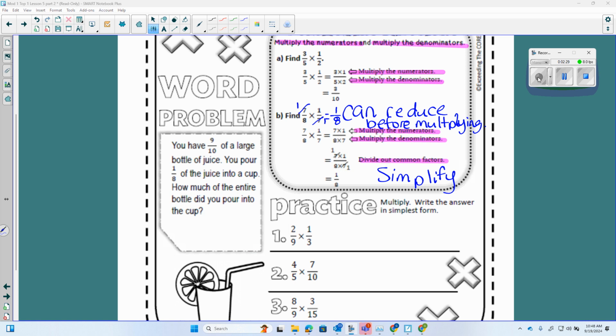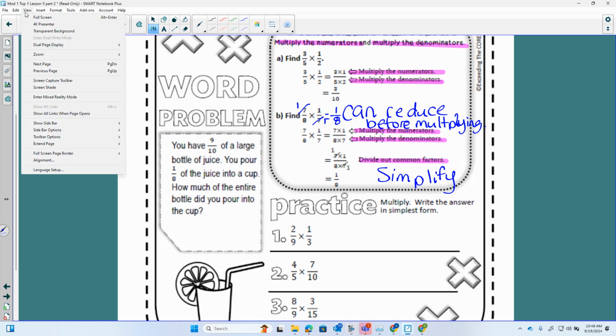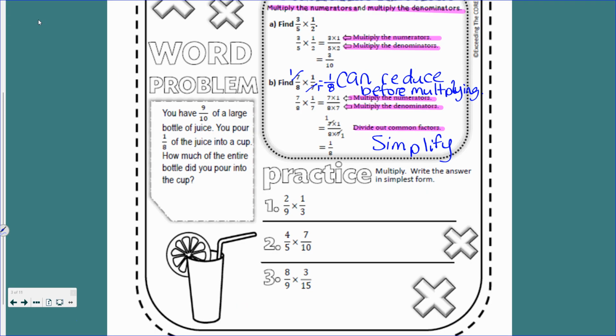All right, guys, let's come back together. We're going to go over the word problem first. You have 9/10 of a bottle of juice. You pour 1/8 of the juice into a cup. How much of the entire bottle did you pour into the cup? So what do you think I am doing? Multiplying. That's what it says at the top of the page, right? So I'm multiplying 9/10 times 1/8, and I get 9/80.